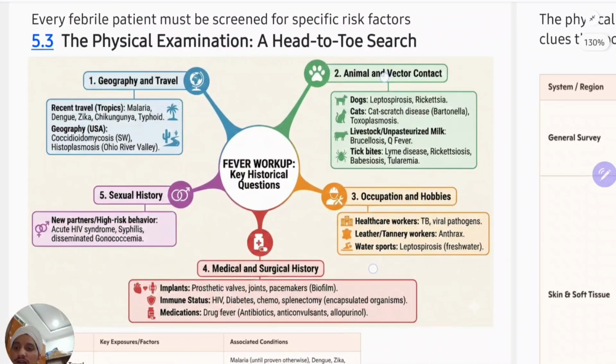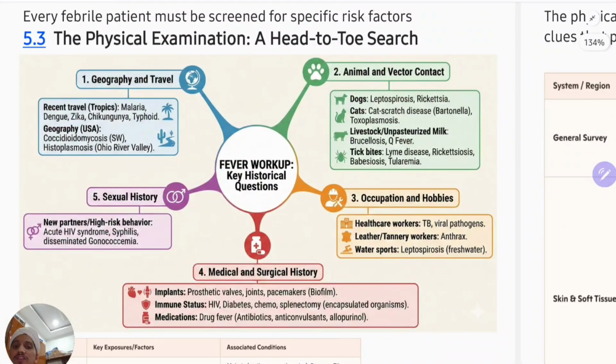Exposure history is very important. Now every febrile patient must be screened for specific risk factors. So remember, there are 5 things in exposure history. Number 1, where the patient is residing: geography and travel. So tropics.